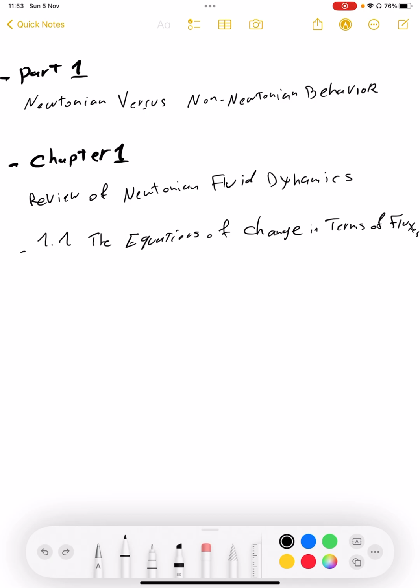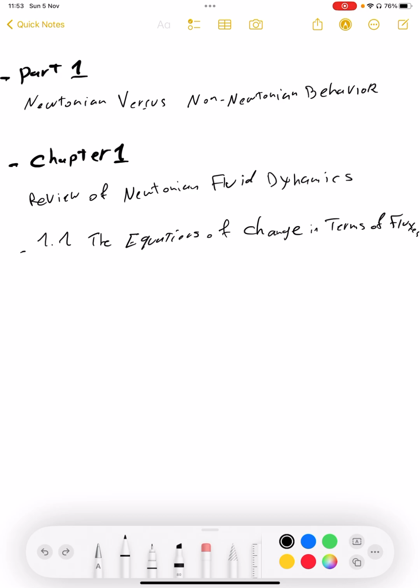In the first chapter, they start with a review of Newtonian fluid dynamics. So they talk about the equations of change in terms of flux, and the beautiful thing about that is that you can use this for both Newtonian and non-Newtonian fluids. So what I'm going to talk about during the next few episodes when we're talking about the equations of change, this would be valid for all of the liquids essentially.